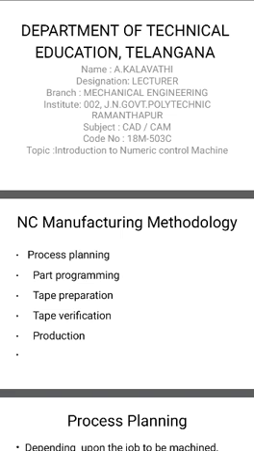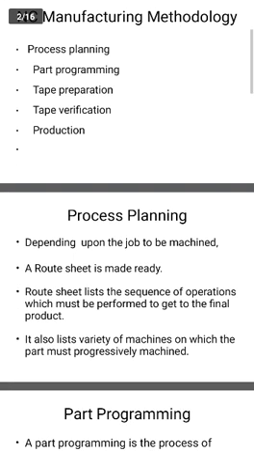So first one is process planning. So what is process planning? Depending upon the job to be machined, a route sheet is made readily. Route sheet lists the sequence of operations which must be performed to get the final product. It also lists a variety of machines on which the part must be progressively machined. So what is this process planning? Process planning is concerned with the preparation of the route sheet. What is this route sheet? Route sheet means from starting to the last. That is called route sheet.